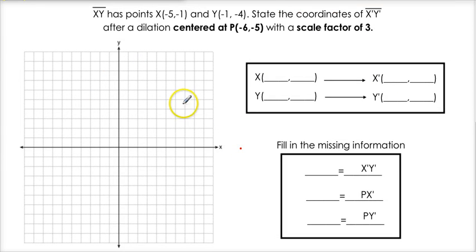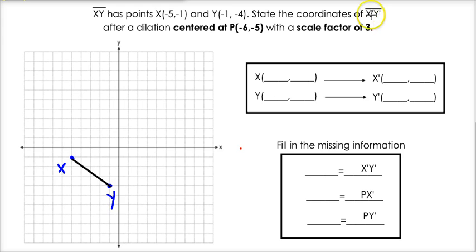Alright, let's try another one that's not centered at the origin, okay? This gets a little trickier. XY has points -5, -1. So 1, 2, 3, 4, 5, -5, -1. Alright, that is our X. And we have our Y at -1, -4. Wait, 1, 2, 3, 4. Why am I graphing so bad today? What is up with that? Alright, X is -5, -1. Y is -1, -4. There's our Y. We're going to connect that with a nice line. Okay?